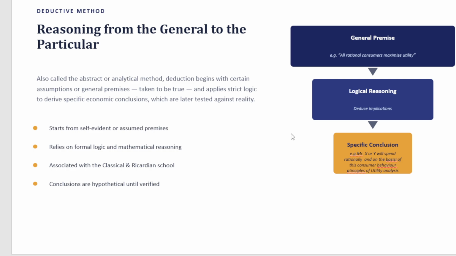This means we are going from general to particular. It starts from self-evident or assumed premises, and relies on formal logic or mathematical reasoning. This method is associated with the classical model. Conclusions are hypothetical in this method until we verify those conclusions.